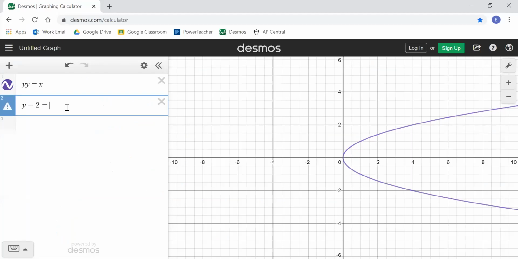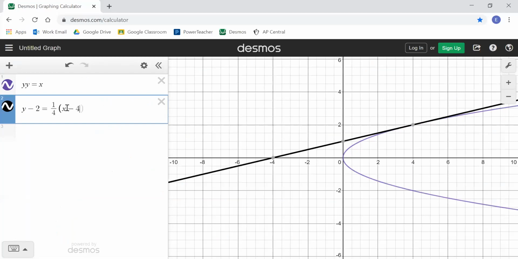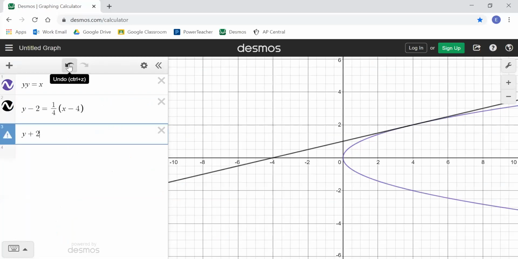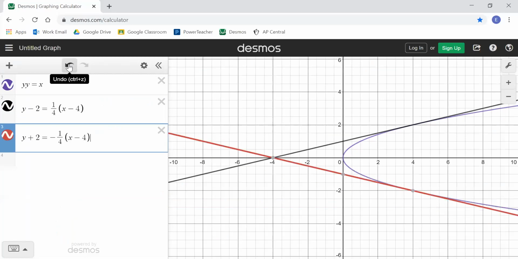Y minus 2 equals 1/4 times x minus 4, right? And there's the tangent line up here at the point 4, 2. And the other one, y plus 2 equals -1/4 times x minus 4. And there's that one down here on the bottom. Everybody see that? Yes. Any issues with that? No, that makes sense. All right.